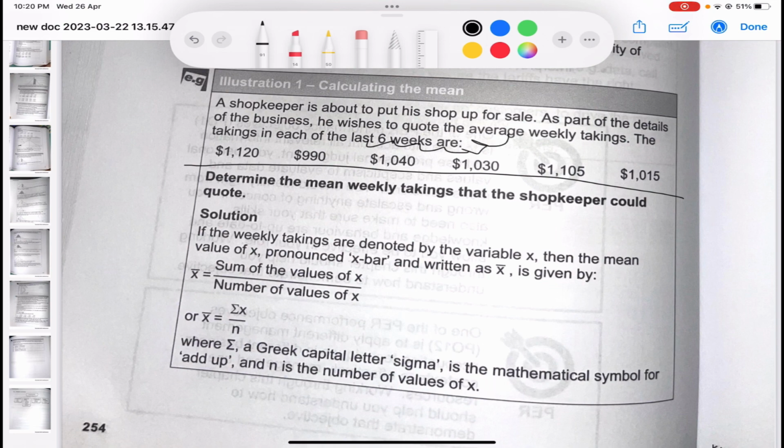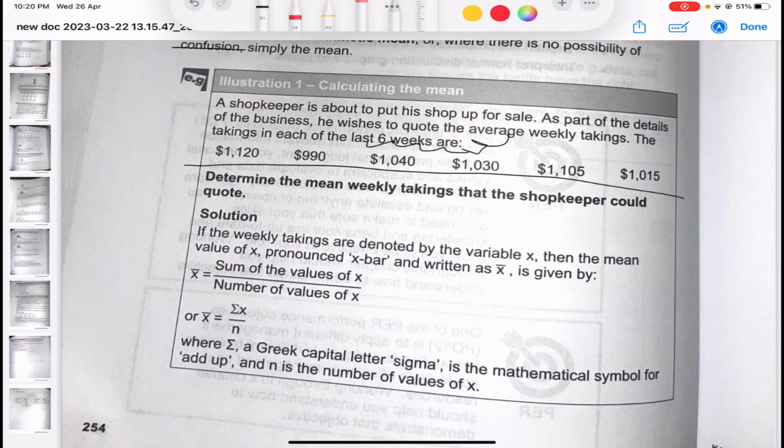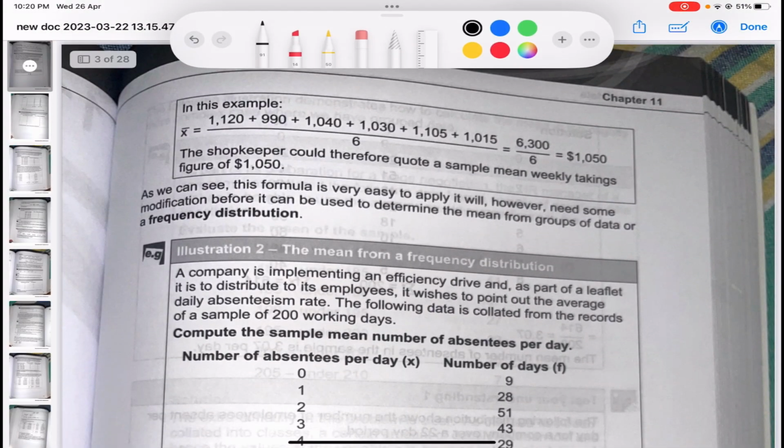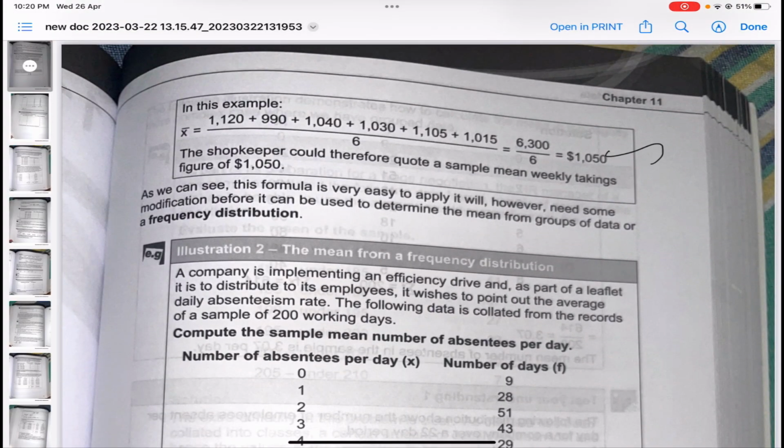Let's try to do it. 1120 plus 990 plus 1040 plus 1030 plus 1105 plus 1015, divided by 6. That is going to give me 1050. Let's check the answer. My answer is 1050. So I don't think there's anything to explain in that. That's how you calculate your arithmetic mean.